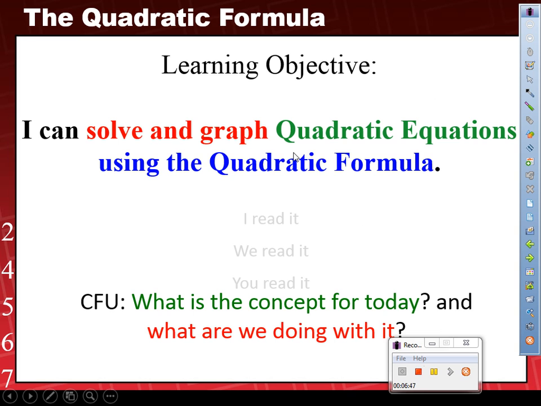It says, I can solve and graph quadratic equations using the quadratic formula. Let's read together. 1, 2, 3. I can solve and graph quadratic equations using the quadratic formula. So it's the same objective. The only thing now we're going to add is using the quadratic formula. Okay?